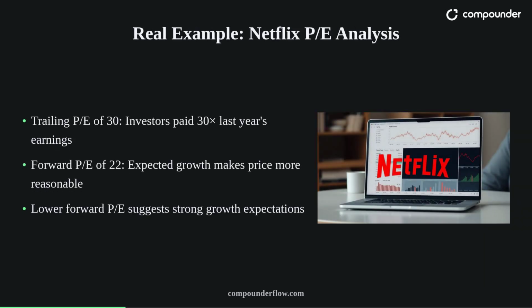Let's look at a real example. Netflix might have a trailing PE of 30, meaning investors paid 30 times last year's earnings for the stock. But if analysts expect strong growth, the forward PE might be only 22. This suggests the market believes earnings will grow significantly, making today's price look more reasonable.